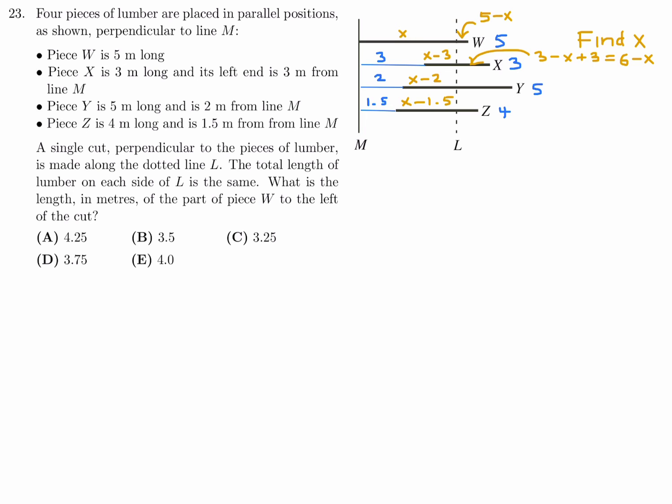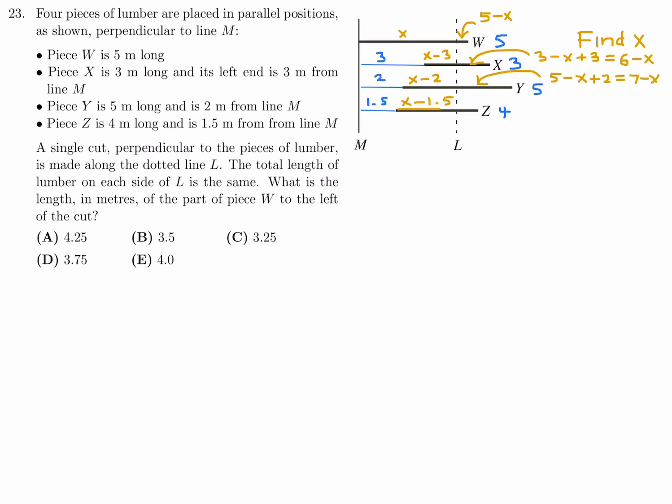This whole thing is 5, as they tell us. From there to there is X minus 2. So from here to here has to be 5 minus (X minus 2). So it becomes 5 minus X plus 2, which is 7 minus X.